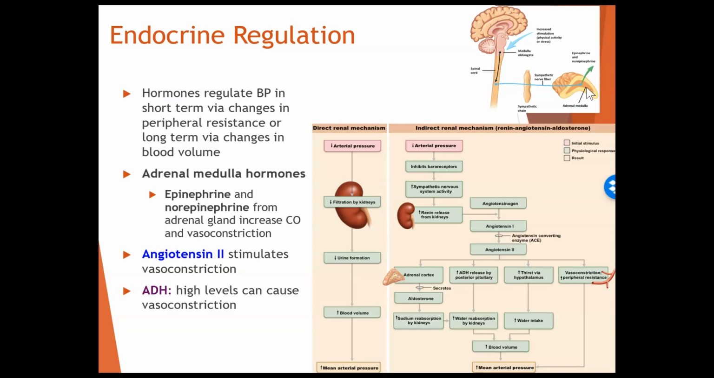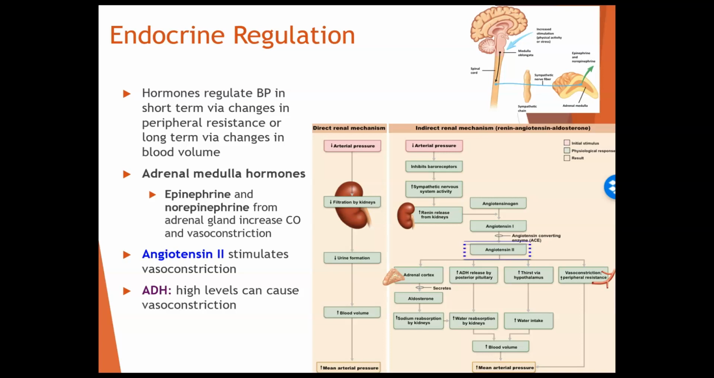So when we have our blood pressure drop, we want to have the brain signal out through our sympathetic nerve fiber to our adrenal medulla to release epinephrine and norepinephrine from our adrenal gland, and this will help to increase our cardiac output and cause vasoconstriction.